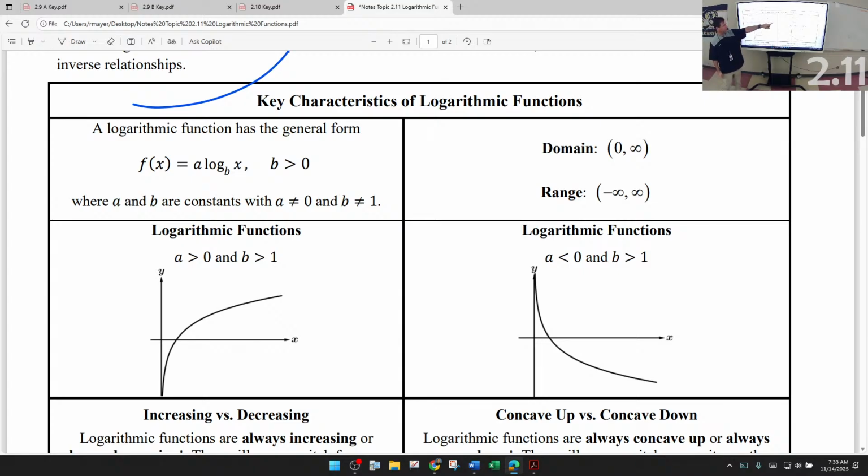The domain and range of these are now the inverses of what the exponentials were. The previous exponential growth had a range from 0 to infinity. So now the domain is from 0 to infinity, provided it's not shifted left or right. And now the range is from negative infinity to infinity, and that won't matter if it's shifted up or down, or expanded, or shrunk, or anything, because it's always going to be negative infinity to infinity.